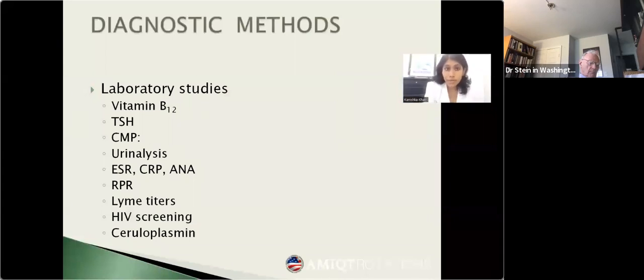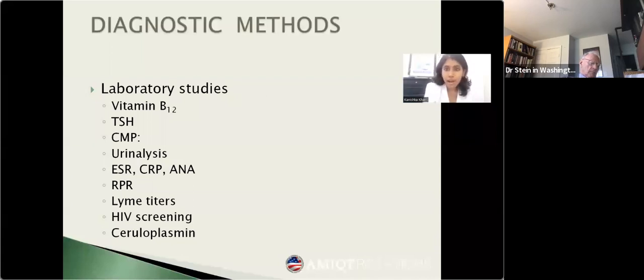Next, we're going to talk about the various diagnostic methods. Now that we have seen the various differential diagnoses, the basic lab panel which can be tested in these patients includes vitamin B12, TSH to rule out hypothyroidism, CMP to look for liver and kidney diseases, urine analysis to rule out infections like urinary tract infections, and ESR, CRP, and ANA to look for any inflammatory or autoimmune conditions.